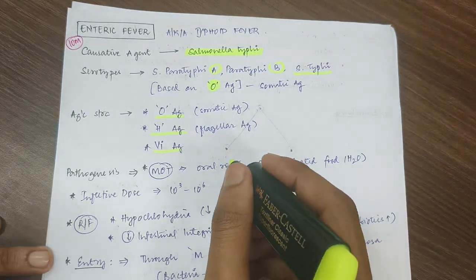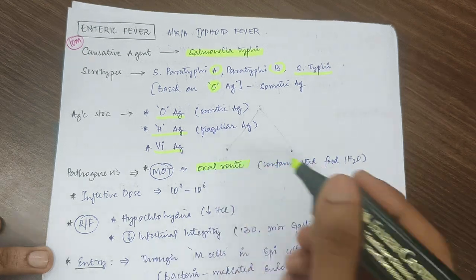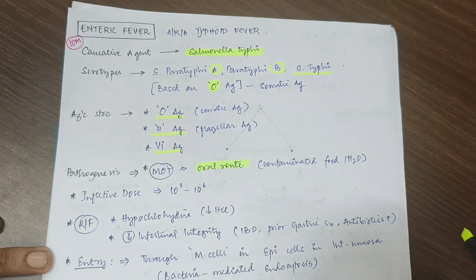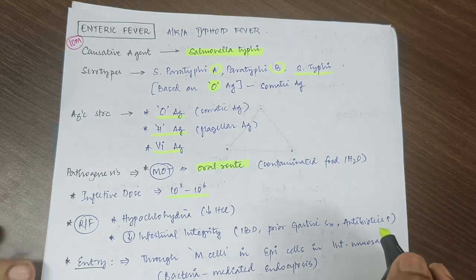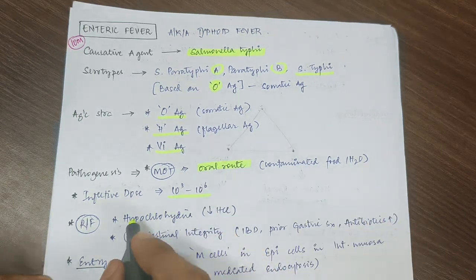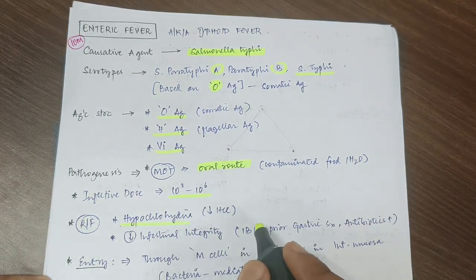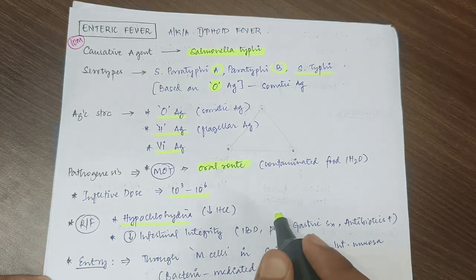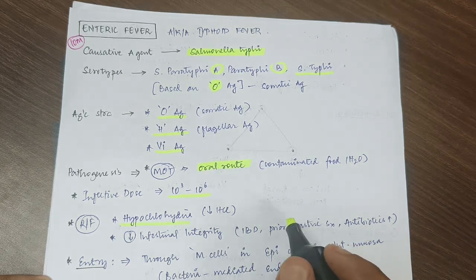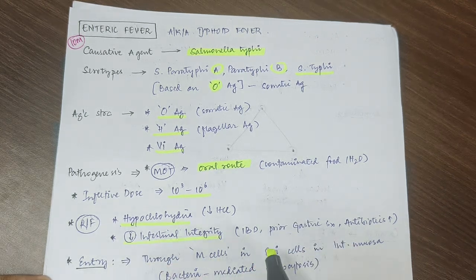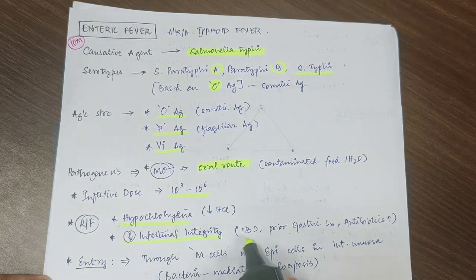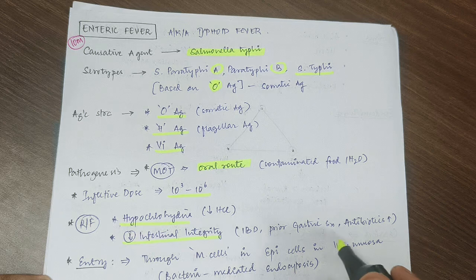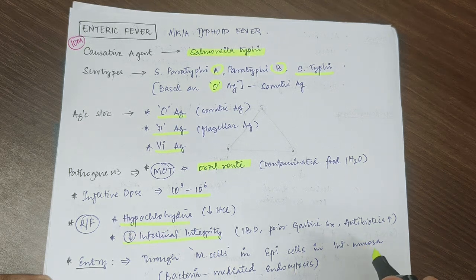Pathogenesis, the most common route of spread is the oral route. Okay, oral route, that is through contaminated food or water. Infective dose is high, that is 10 to the power 3 to 10 to the power 6. What are the risk factors? Basically hypochlorhydria, that is decreased synthesis of HCl, so that the HCl is not there and the bacteria will start growing inside the stomach. And decreased intestinal integrity, that is due to any of the GI disorders such as inflammatory bowel diseases, prior gastric surgeries, and increased antibiotic usage unnecessarily.